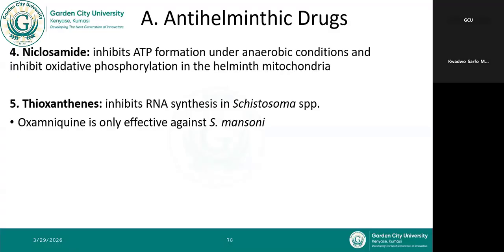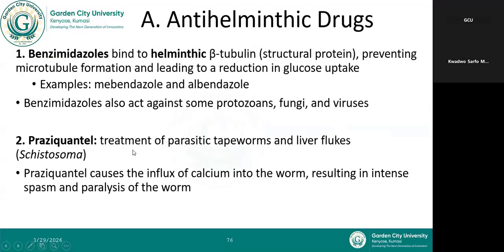And if the genes are not expressed, the cell doesn't know when to multiply, when to feed, when to exchange molecules between the environment and the cell. They will also die. These are effective against schistosoma. So for schistosoma, they can use the tyrosantins, but commonly they use the praziquantel for mass drug administration.